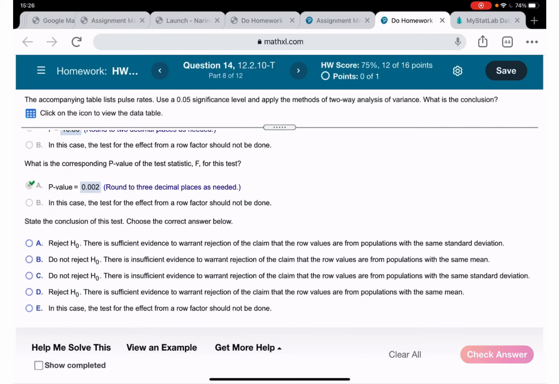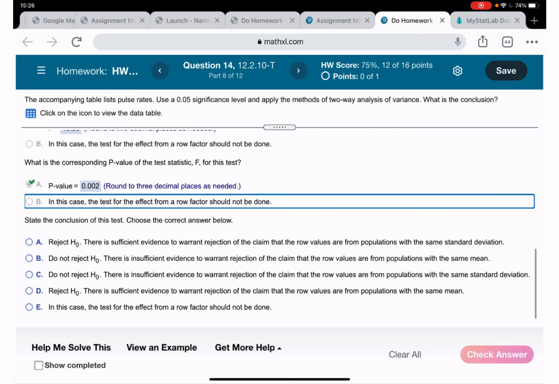All right. Now we need to state the conclusion for the test. We did the F test, the test and the other one. So now we are doing the test statistic conclusion about this test.